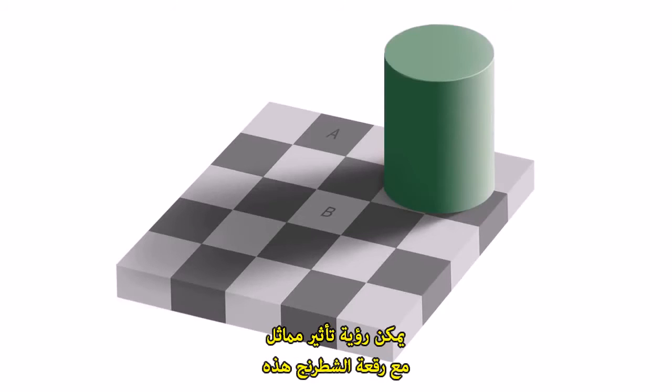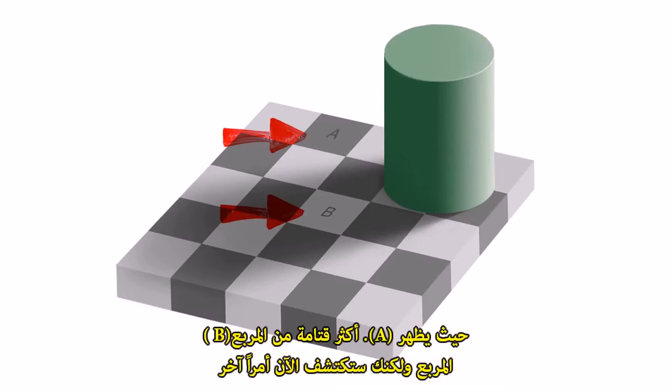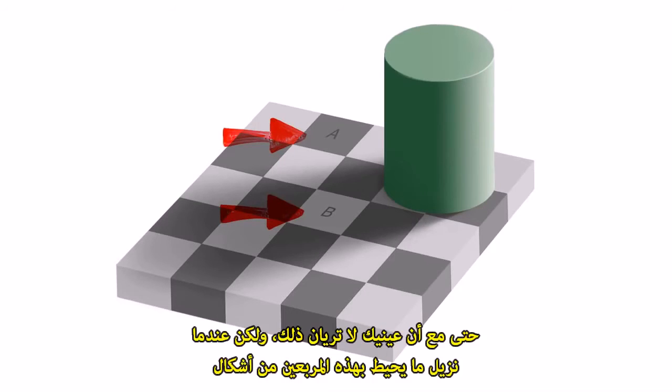A similar effect can be seen with this checkerboard illusion. Tile A clearly seems darker than tile B, but you know better by now, right? Even though your eyes can't see it, you know when I remove the surrounding imagery, the tiles will be the same color. So what's going on here?